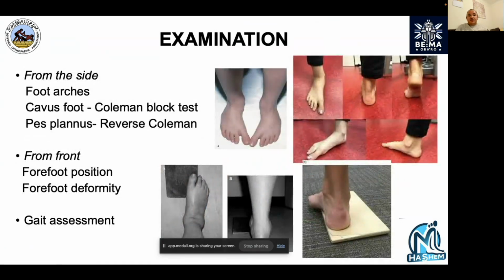Then from the front, I have a look at the foot. I look for any deformity of the forefoot, any scarring, any abnormal tissues, any abnormal swelling. Commonly you see a dorsal ganglion here around this area.